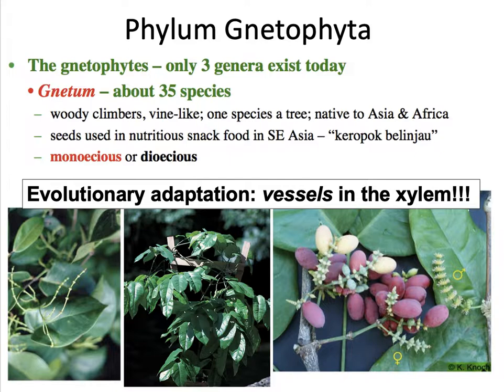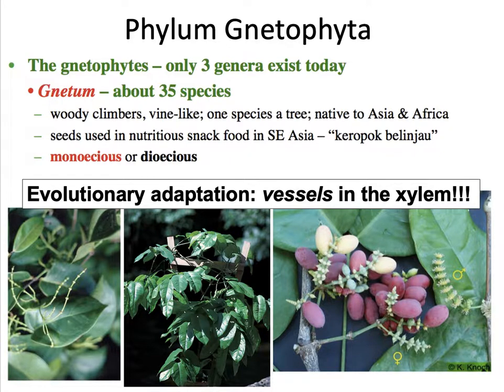One of these members of Gnetum is used as a food source. In Southeast Asia, they deep fry the strobilus to make a yummy snack. And the members of Gnetum can be either monoecious or dioecious. One of the most unique features of the Gnetum is that they developed vessels in their xylem.